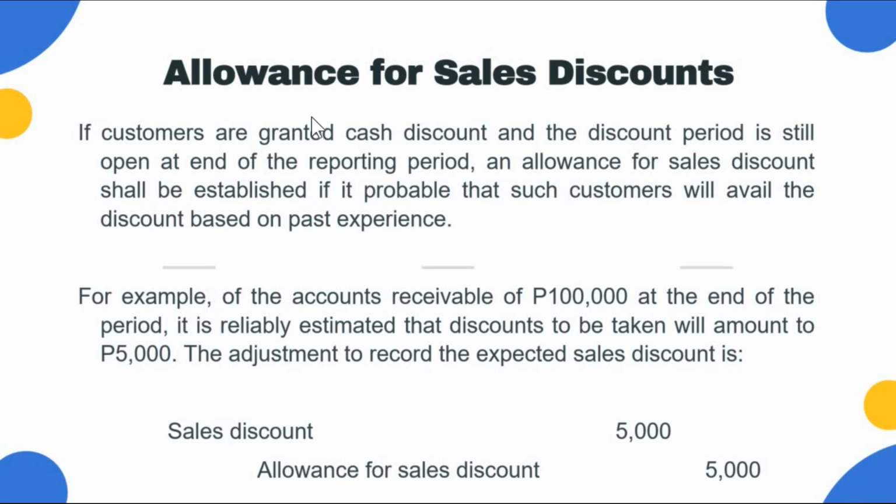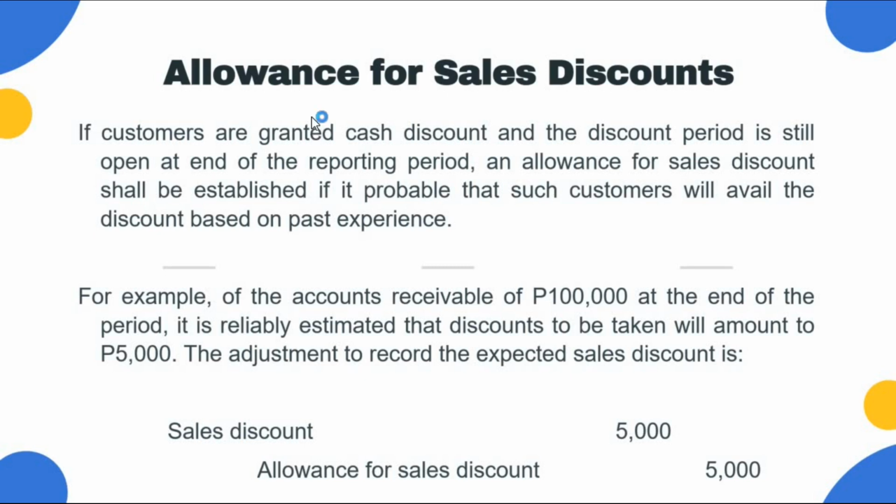The accounts receivable amounting to 100,000 at the end of the period is reliably estimated, no, that discounts will be taken in the amount of 5,000. So the adjustment to the record for the expected sales discount is a debit to sales discount and credit allowance for sales discount. So, hindi pa nga naka-avail kasi wala pang nagbayad sa'yo.